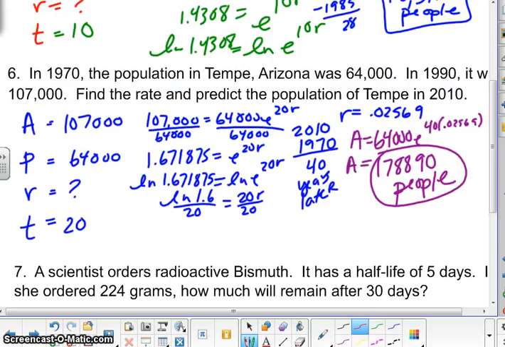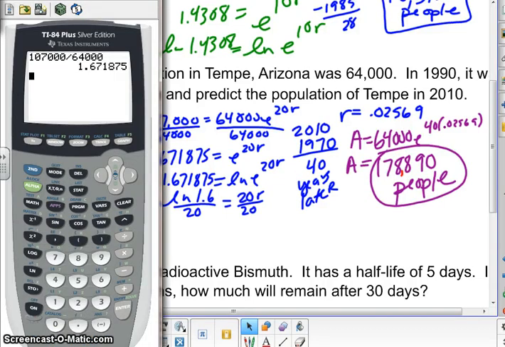All right, so hopefully you got 178,890 people. So if you are off by a little bit, I just want to explain a little bit about what the calculator is doing, and maybe you're rounding differently than I am. So look at your calculator. We're going to divide both sides by 6,400. We all get the same thing, right? And so then what I'm going to be doing, I round in my work, but then I don't really round at all in my calculator.